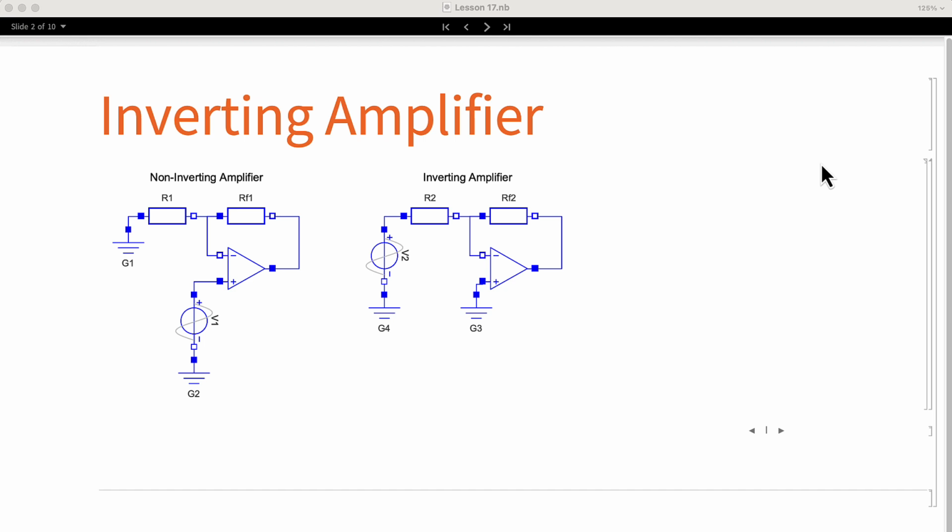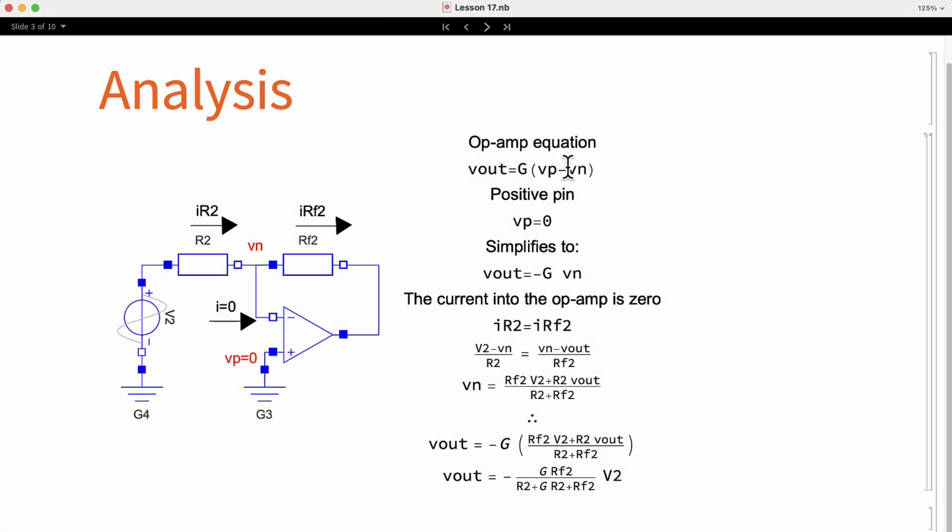As you can see, in the non-inverting amplifier, we connect the input signal directly to the positive pin of the op-amp. In the inverting configuration, we connect the input signal into the resistor R2. The positive pin is connected to ground. Let's perform the analysis in order to obtain the design formulas for the inverting configuration. We start with the basic op-amp equation. Since the positive pin is connected to ground, we can simplify the equation to the following formula.